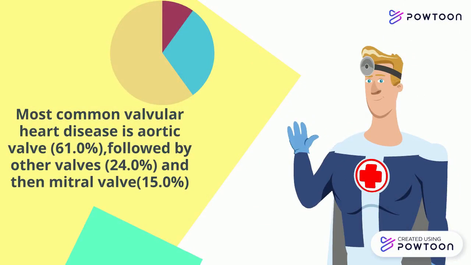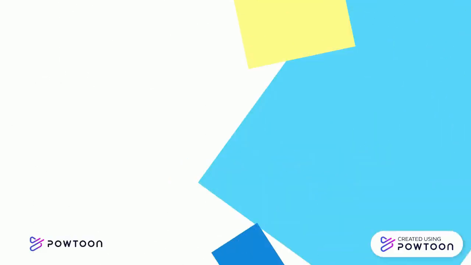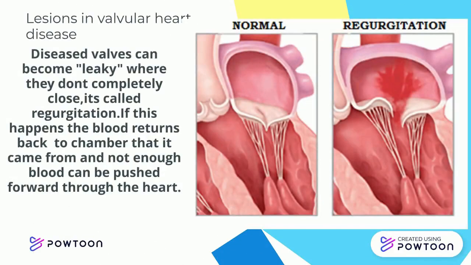In 2017, the percentages of deaths due to valvular heart disease are tabulated in a pie chart. The most common valvular heart disease is due to the aortic valve, which is 61%, followed by other valves 24%, and then the mitral valve 15%. Next, I will be talking about lesions of valvular heart disease.